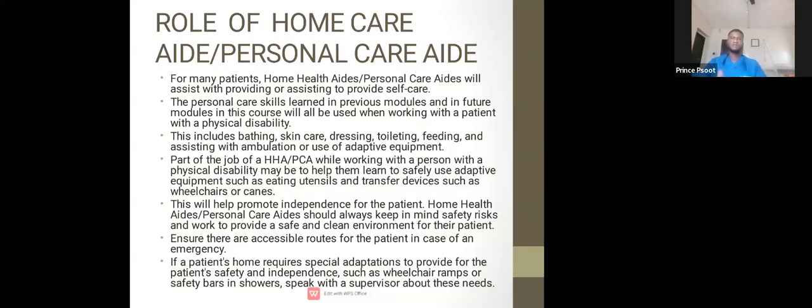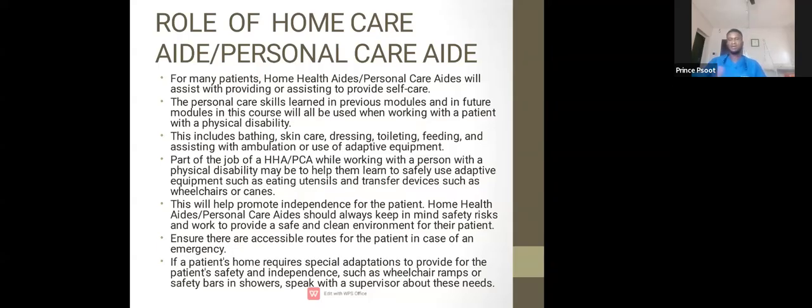We're talking about safety from infections because infections can be very detrimental and dangerous as well. So we are making the environment safe, that is a clean environment, a hygienic environment for the patients, as well as an accident-free environment for the patients. You ensure there are accessible routes for the patients in case of an emergency. And if the patient's home requires special adaptations to provide for the patient's safety and independence, such as maybe wheelchair ramps or safety bars in showers, speak with the supervisor about these needs.